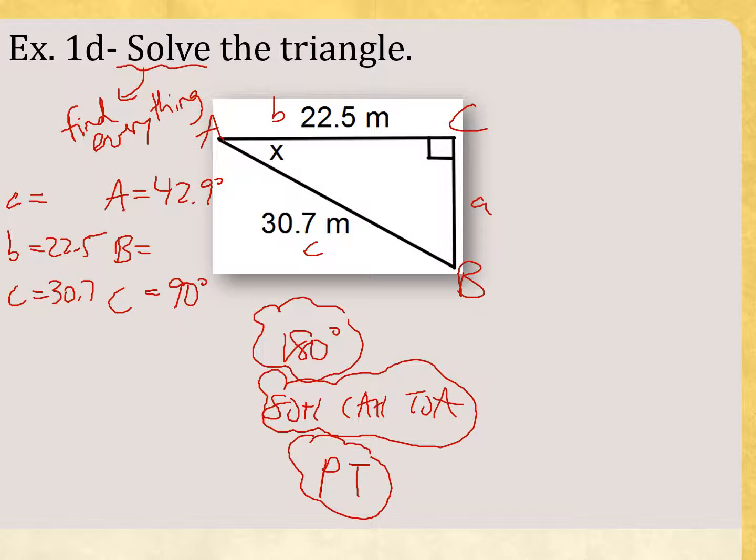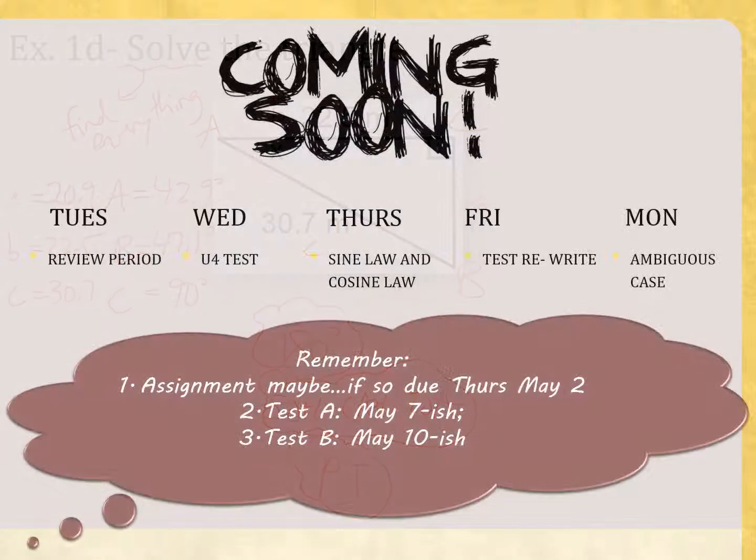Okay, welcome back. If you paused it, hopefully you got 20.9 for side C, and hopefully you got 47.1 degrees for angle B. That's it for your review lesson.